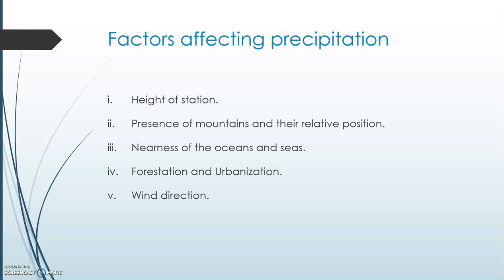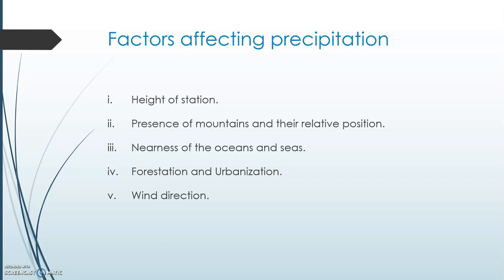Second factor is presence of mountains and their relative position. So, if mountain ridges are across the direction of flow of wind, then lifting of air occurs. As the air containing moisture is lifted up, the temperature reduces and causes precipitation on the windward side. This is also called orographic precipitation, and obviously at the leeward side there would be less precipitation. It also has a connection with the types of precipitation which we will discuss in the next slide in detail, which has a connection with the orographic precipitation.